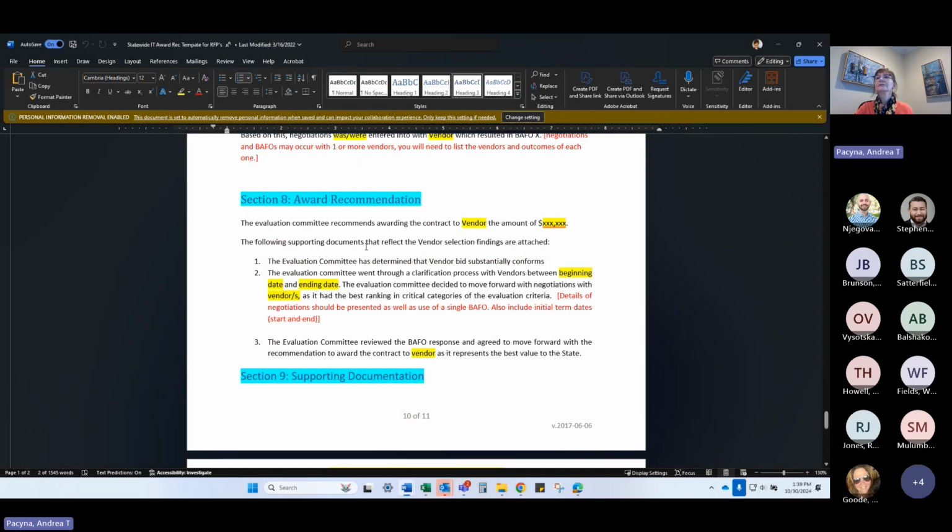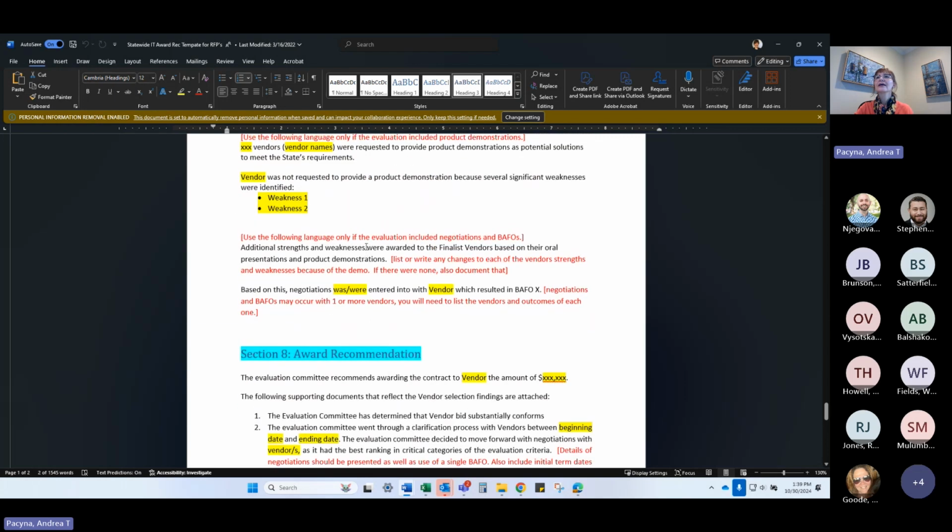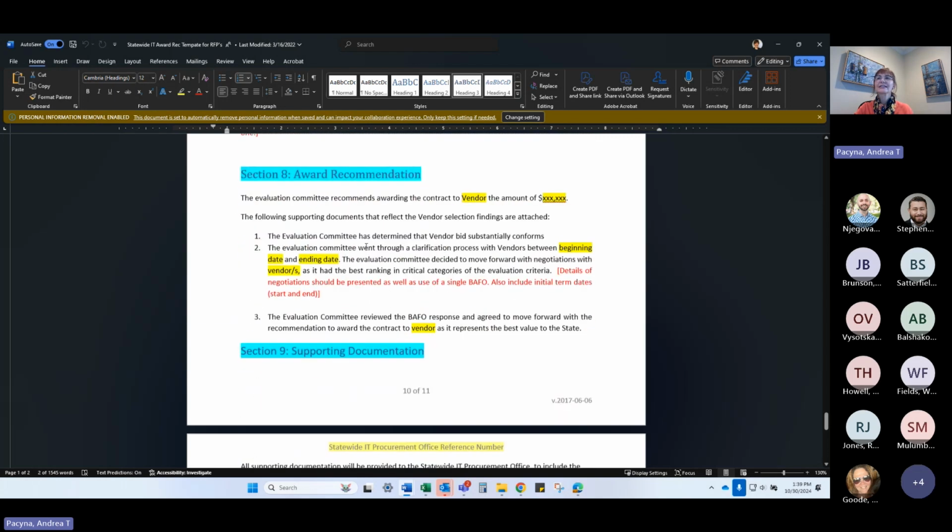Okay, so the supporting documentation and award recommendation. I guess this is basically where, again, we want to tie up and summarize why you're picking who you're picking. It should be overtly clear, and that's it. It should be a simple statement as to why you're picking who you are, and it should be resounding and sound very definitive for anybody that's reading this.